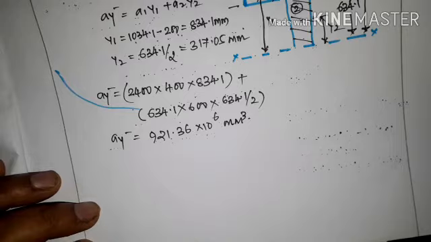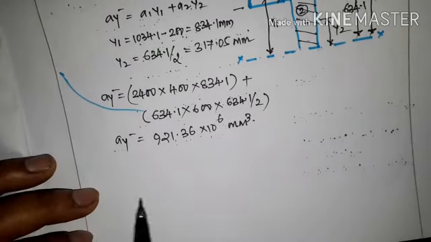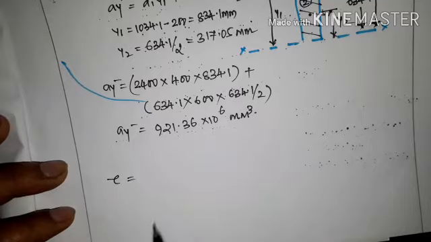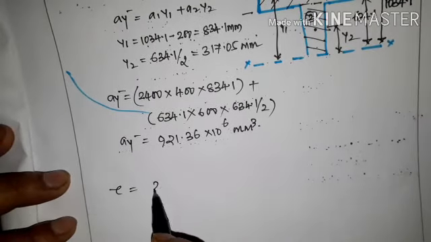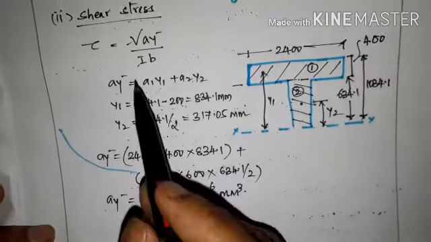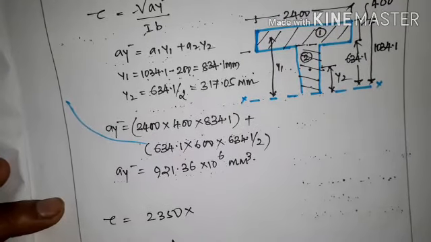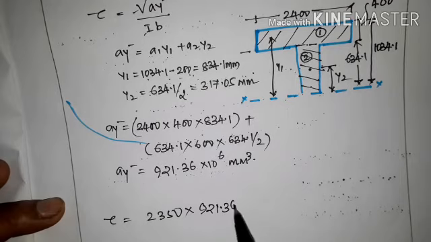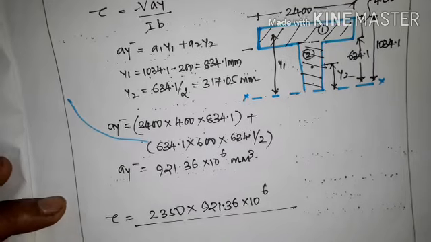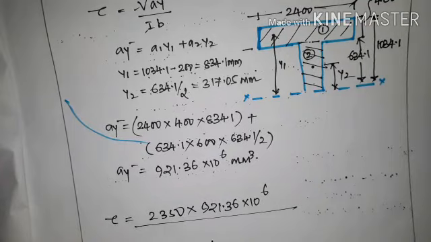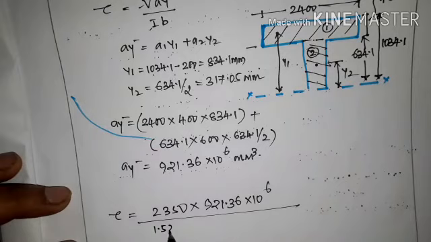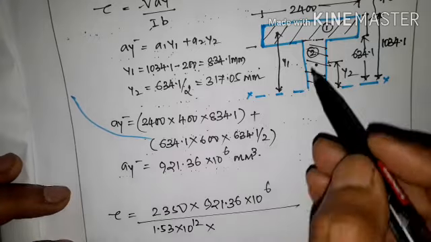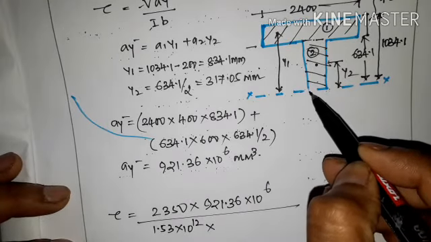Second moment of inertia, mm to the fourth. So after substituting back, tau is equal to, we have to substitute in the formula. V is 2350, and V A y bar, that is 921.36 into 10 raised to 6, upon I B, I is 1.53 into 10 raised to 12, into B, that is the width of the section at the central axis.